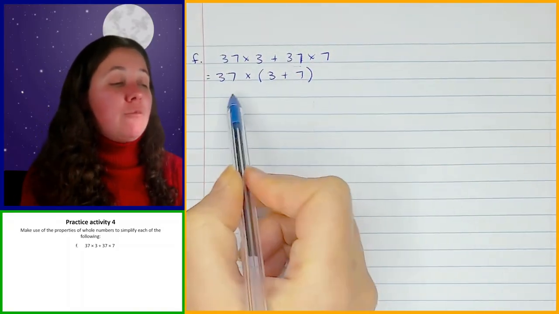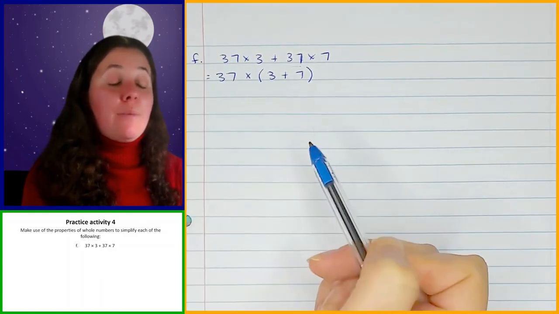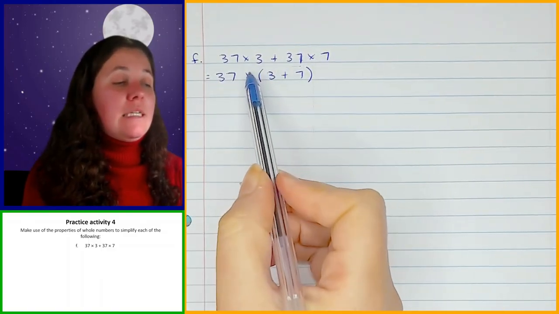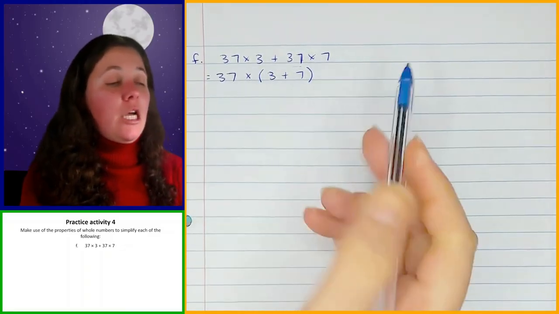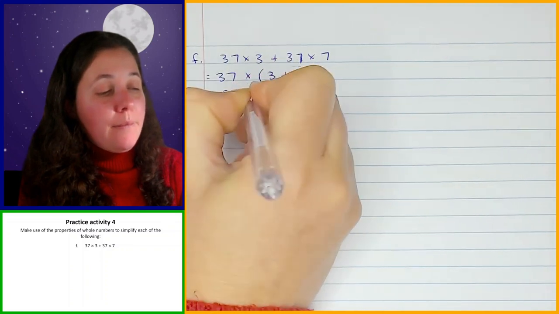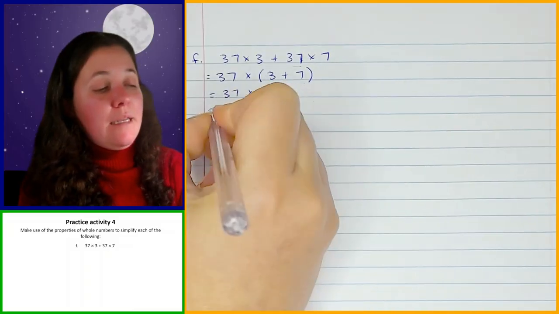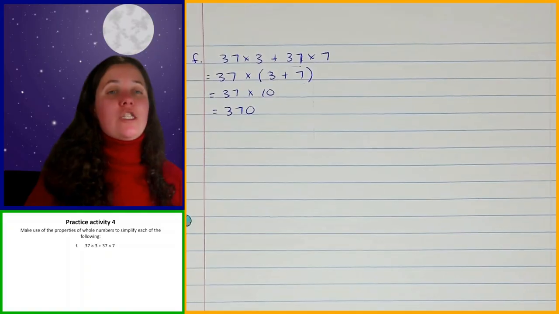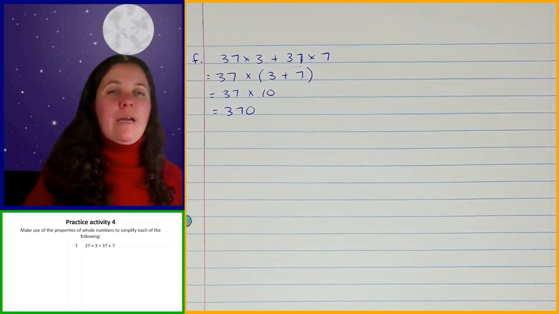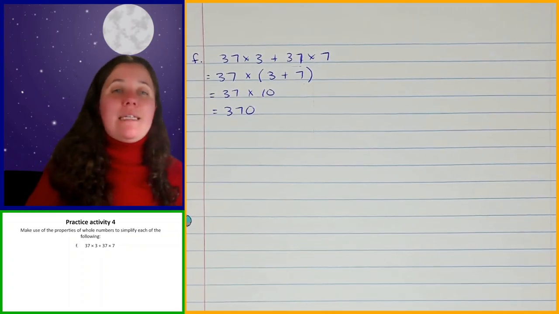Because it's the same thing. I'm just doing it the opposite way around to what we were doing when we were given the brackets and we split it up. But in some cases, it actually is easier to do it like this. Because if you look, 3 and 7 add up to 10, and multiplying by 10 is always easier. So 37 times 10 is going to give us 370. So that is how you could do question F using the distributive law backwards. That is basically all the properties that we need to look at for the whole numbers.